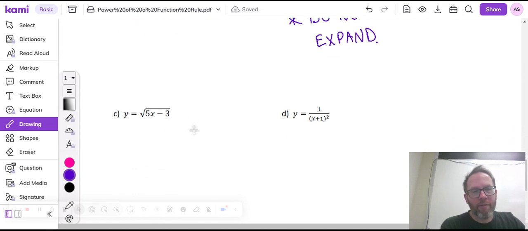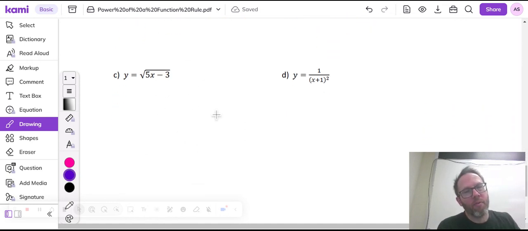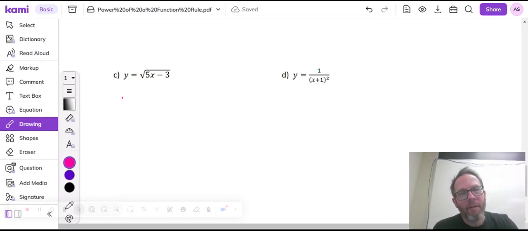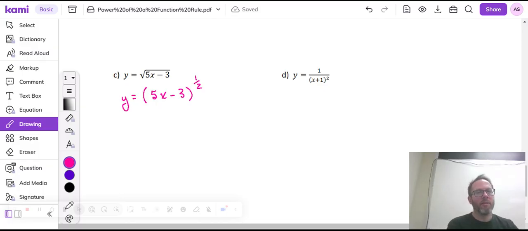All right, what about C? We didn't do things like C. We didn't do radicals today. But you guys know, because you took grade 11 math, that you can write the root of 5x minus 3 as a power. That is 5x minus 3 to the power of a half. And then we can use our new power of a function rule. It's applicable in so many different areas.